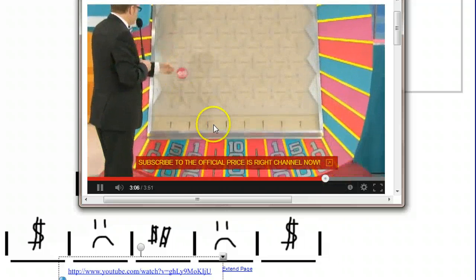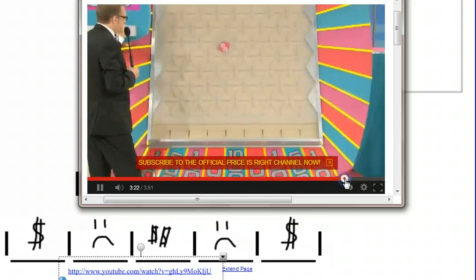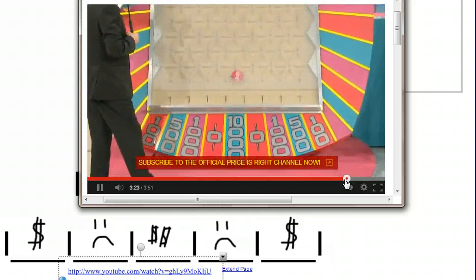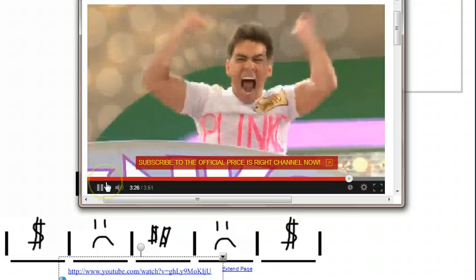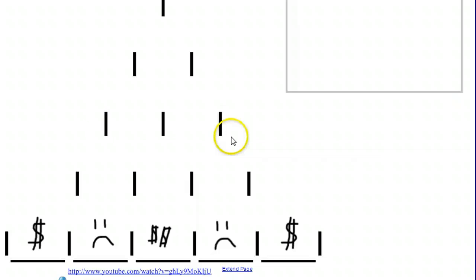It bounces, and it's going to fall into one of these slots. Oh, let's watch that again. And there is a winner. So what are the odds of that happening? That's actually something you can calculate.